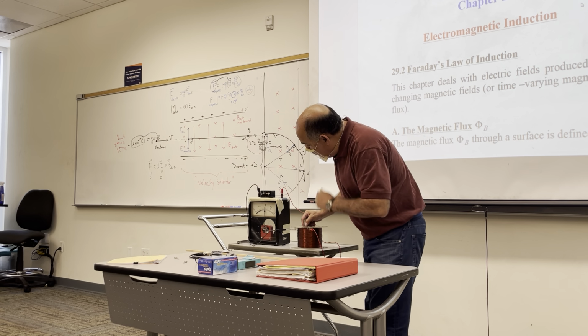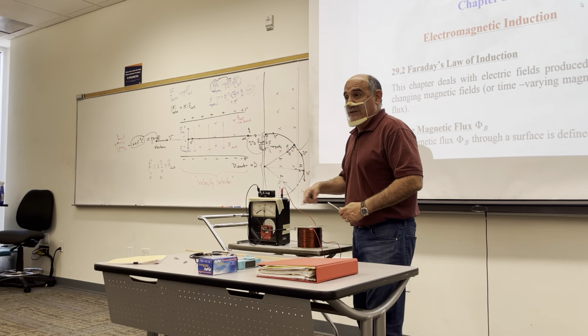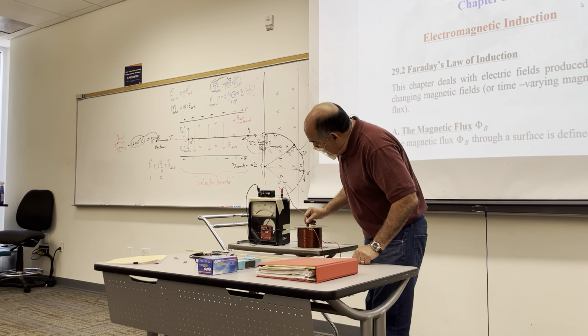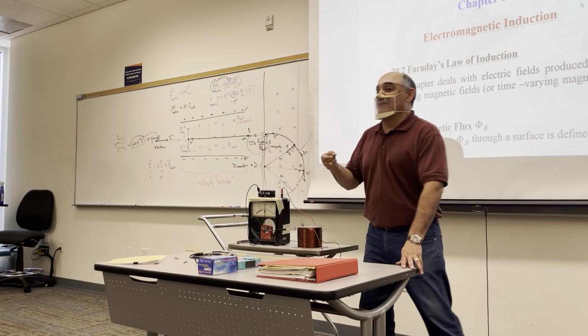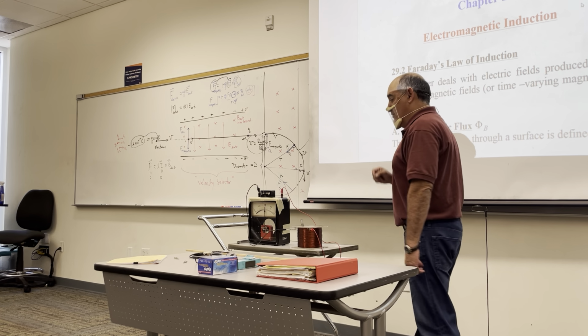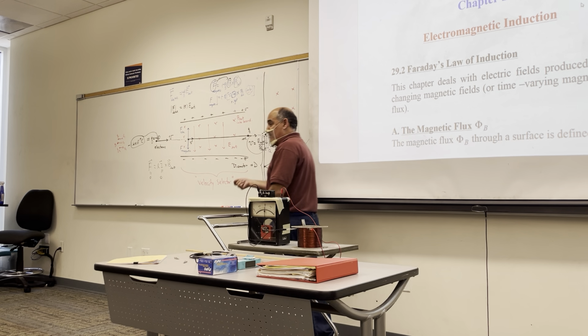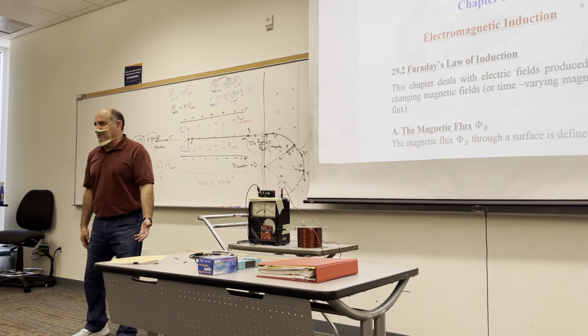When the needle deflects to the left, the current in this coil might be this way. And when the needle deflects to the right, now the current is the other way. So the current is alternating in direction. That's what AC stands for: alternating current. What alternates is the direction of the current.